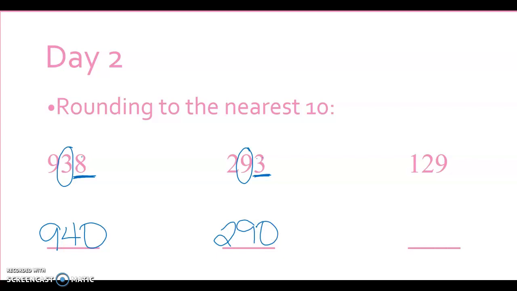Then over here, we have a 2 in the tens place, 9 in the ones place, and that's 5 or more, so we're going to round up. So that one is going to be 930. And if you just add 1 to 129, you get 130. So that's a quick way to be like, oh, that one's near, I can round up.